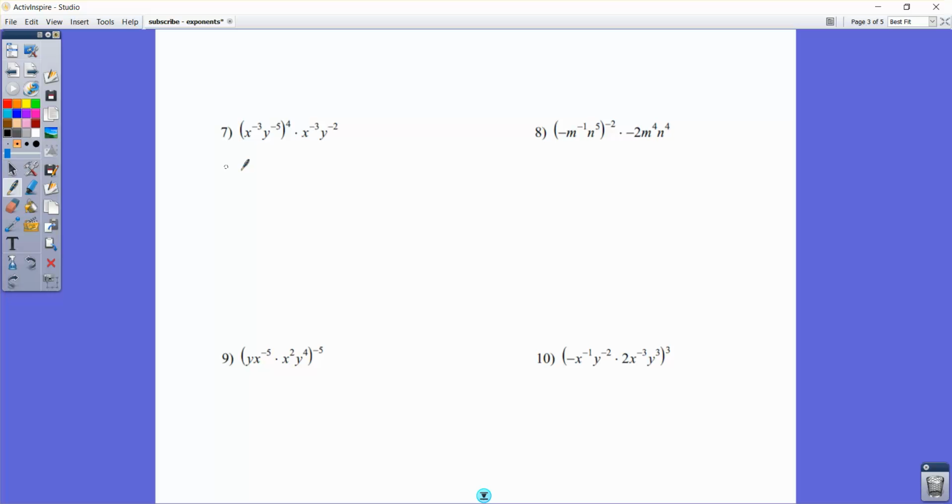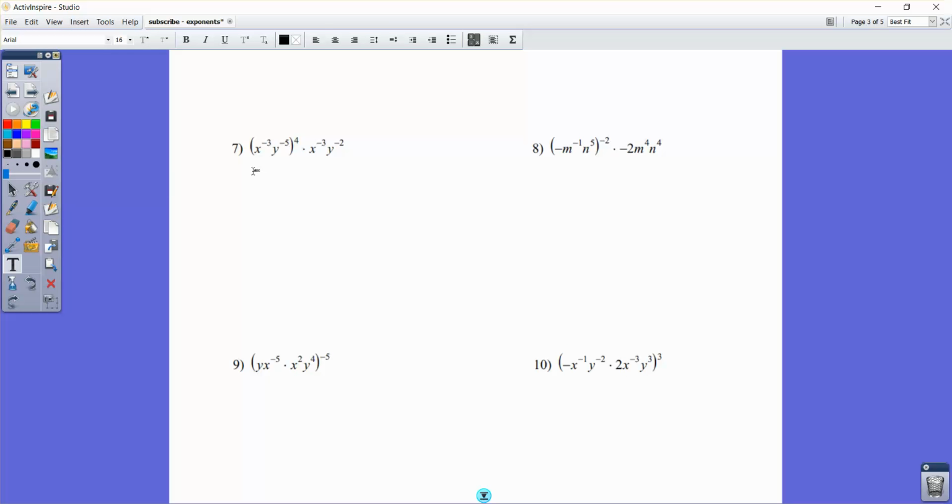So here we've got a power of a power inside here. We look inside the parentheses. We don't see anything that we can do, so let's go ahead and distribute that exponent into the parentheses. So x to the negative third, y to the negative fifth, all to the fourth, will give us x to the negative 12th, because we're multiplying here, y to the negative 20th. I'm going to ignore the multiplication for now. And so that parenthetical becomes that.